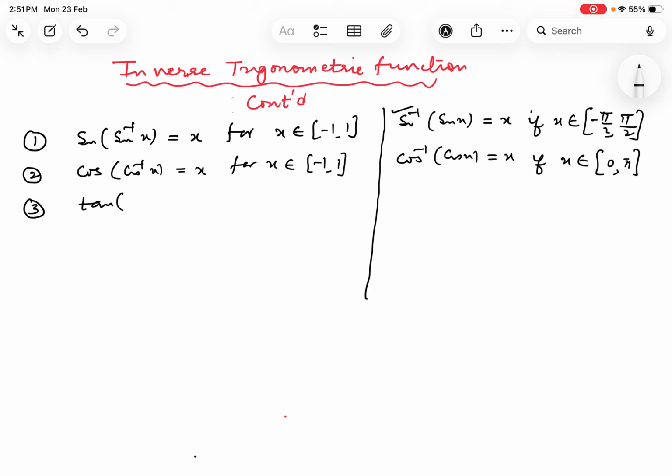Third one, tan of tan inverse x is equal to x for x belonging to minus infinity to plus infinity. But tan inverse of tan x is equal to x only if x belongs to open interval minus pi by 2 to pi by 2.